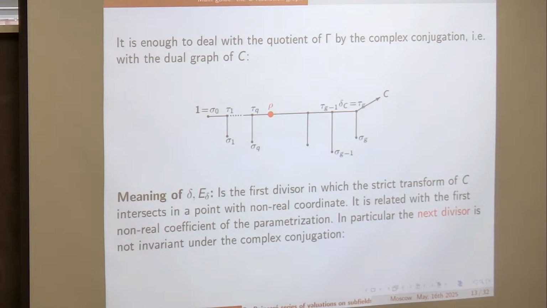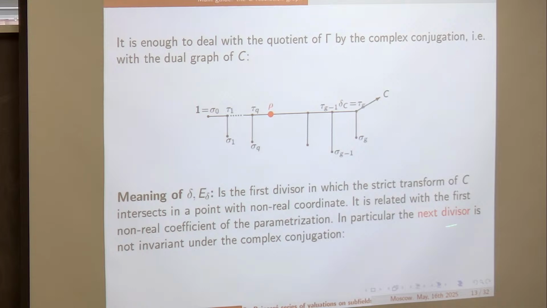This is invariant for the action of complex conjugation, but you arrive at some point in which you have a complex non-real point. Okay, so then you have to blow up in two places because the curve C goes by one side and the complex conjugation goes by the other side.